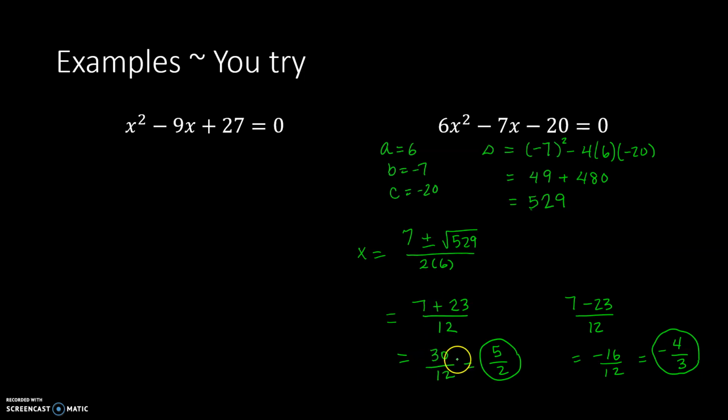Work on reducing fractions here. So 30 divided by 12 reduces by 6, and 16 divided by 12 reduces by 4. So those are the two solutions to this quadratic. They are nice rational solutions. They can be written as fractions.